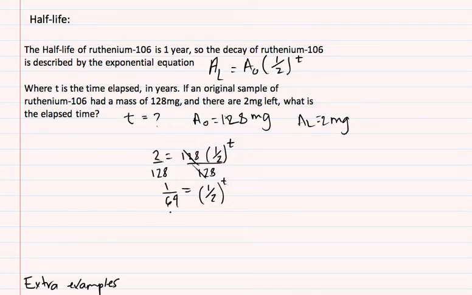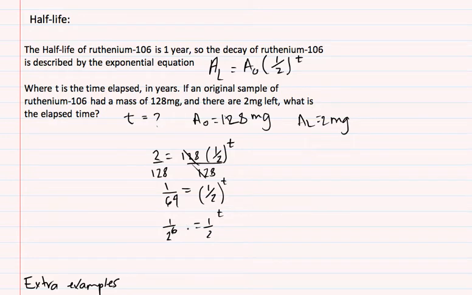Now, how do we convert 1 over 64 to the same base here? We have here the base is 1 over 2, here the base is 1 over 64. So how do we get rid of that? 1 over 64 is basically 1 over 2 to the power of 6. 2 times 2 times 2 times 2 times 2 times 2 is equal to 64. So 1 over 64 is equal to 1/2 to the power of t.